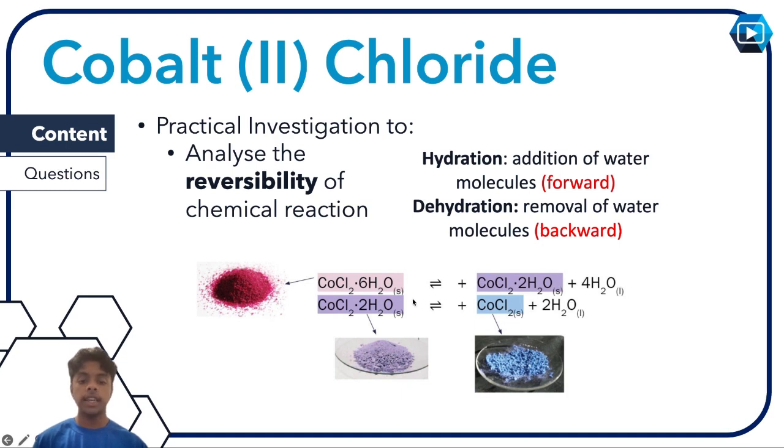And we can also dehydrate it further to just form anhydrous cobalt chloride. Anhydrous meaning that there are no water molecules present within it. So anhydrous cobalt chloride as well. So these are the two reactions that can occur.